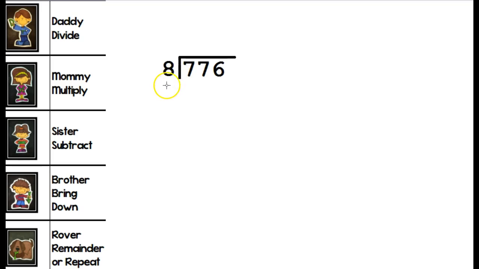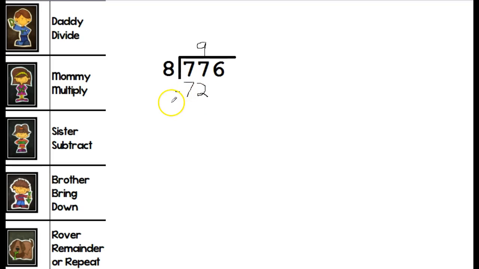I think to myself, well, 10 times 8 is 80, but that's larger than 77. So then I think the next number down, which would be a 9. And 9 times 8 is actually 72. So I know that 8 can go into 77 9 times. All right, so that was my division. Next I go into multiplication. And I'd say 9 times 8, which is 72.